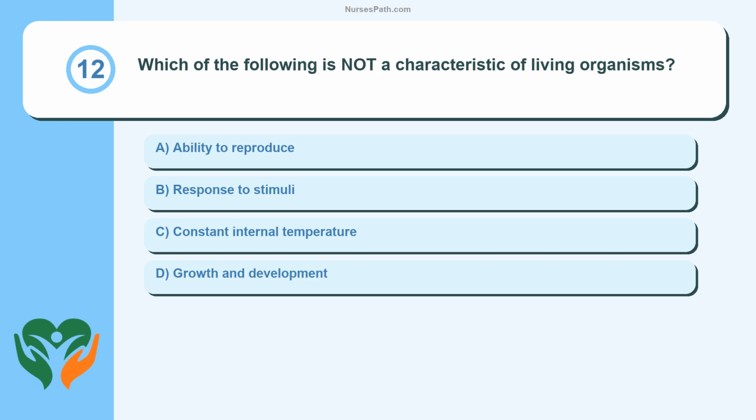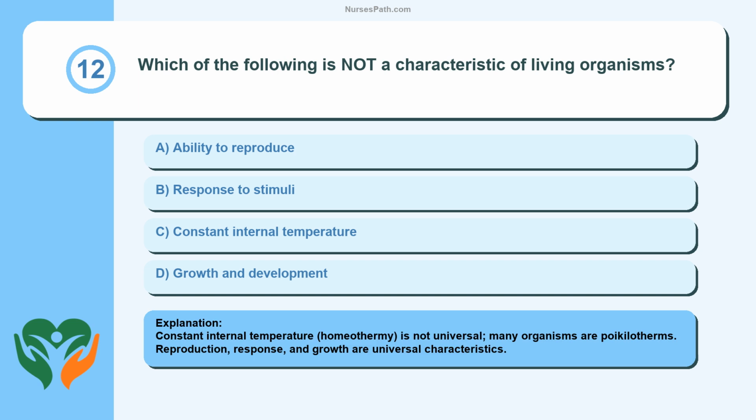Question 12. Which of the following is not a characteristic of living organisms? Ability to reproduce, response to stimuli, constant internal temperature, growth and development. Constant internal temperature, homeothermy, is not universal. Many organisms are poikilotherms. Reproduction, response, and growth are universal characteristics.